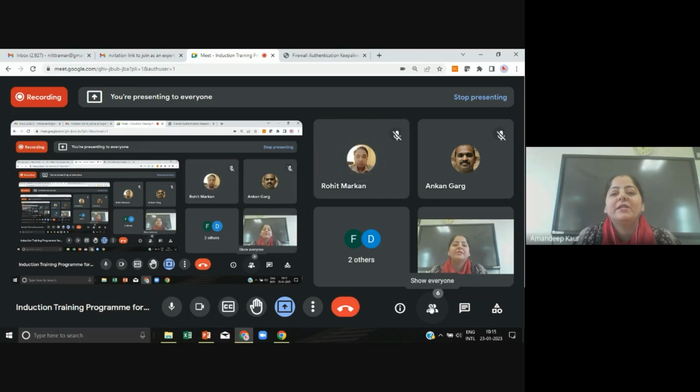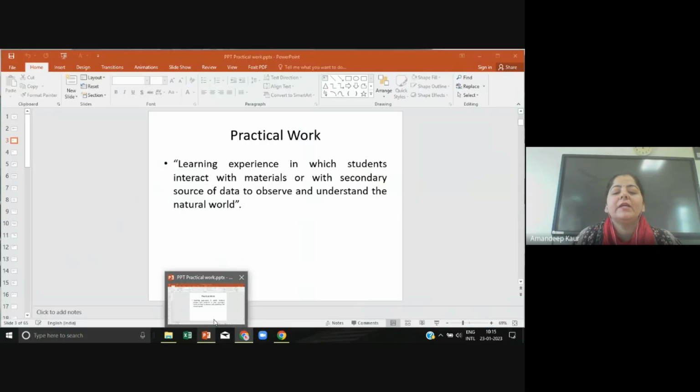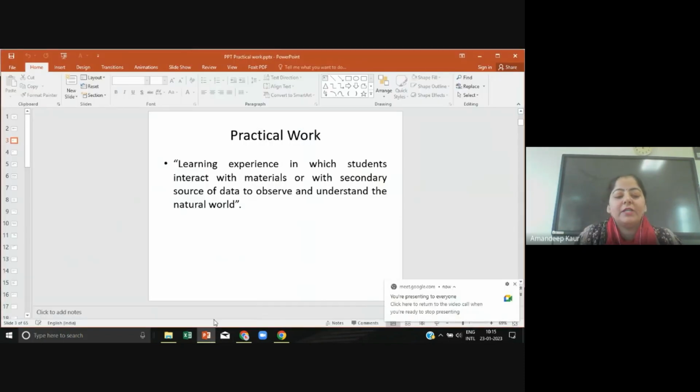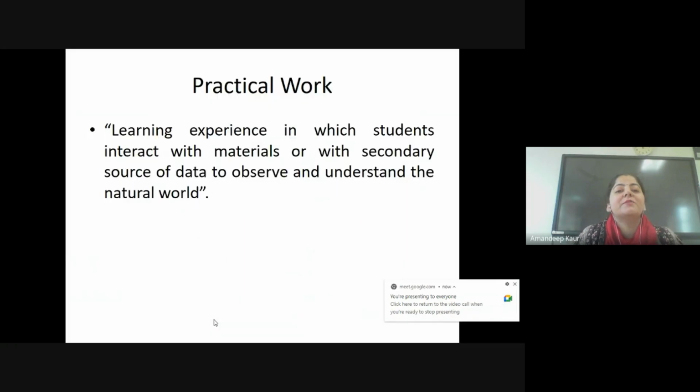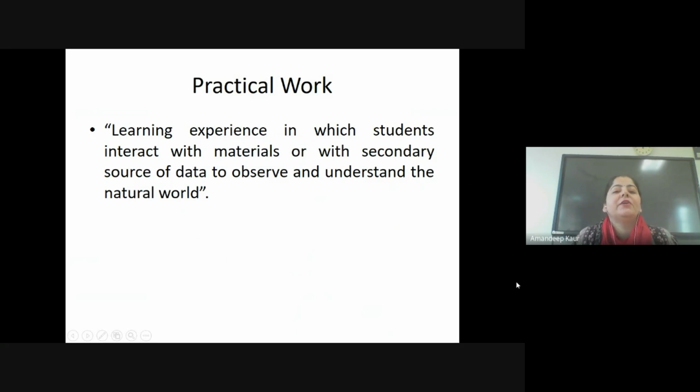Thank you very much, Rohit sir and Ankan sir. So rightly added by both the participants, in theoretical lectures also it is possible for the teacher to provide practical exposure to the student. It may be by the selection of instructional method or it may be by the selection of instructional media.